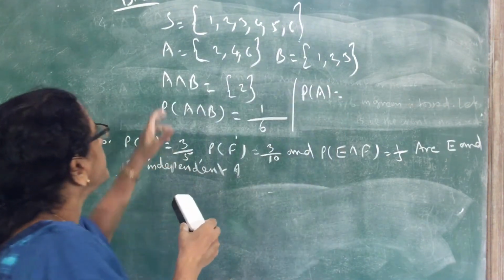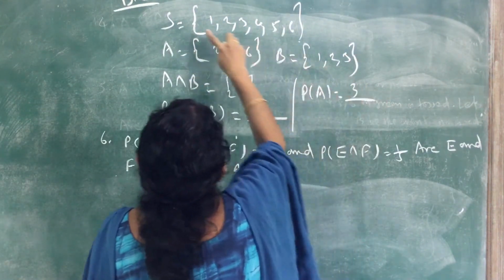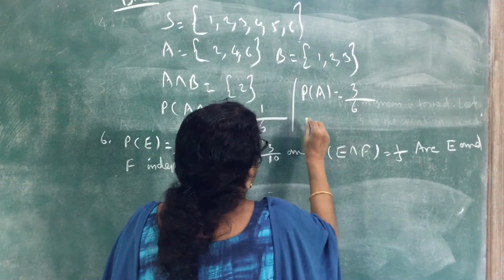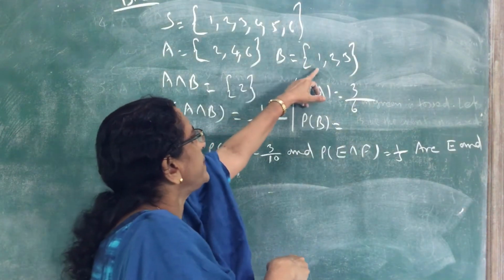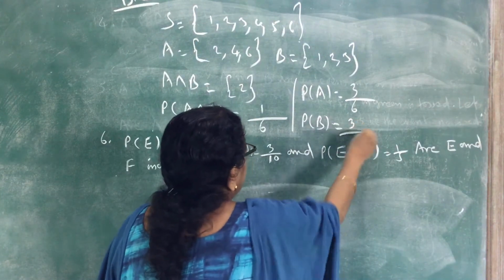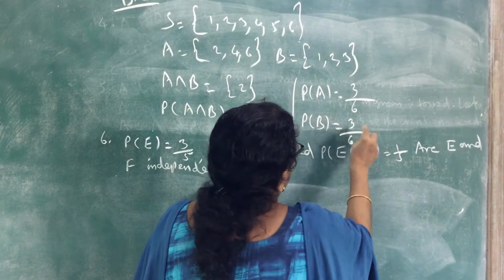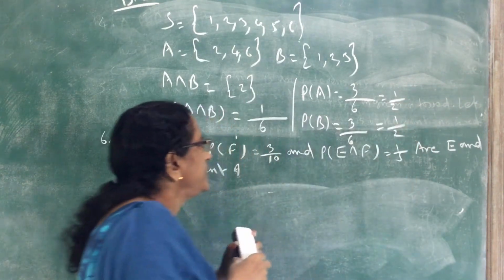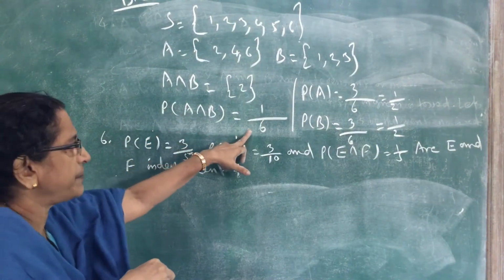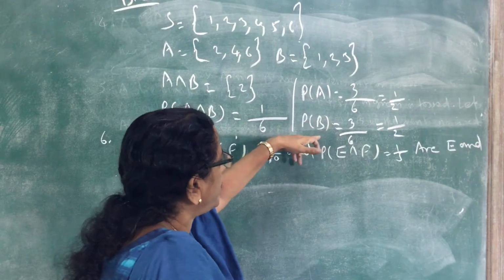Then find the probability of A. Probability of A equal to number of elements in A, 3, divided by total number of elements in the sample space 6. Then find the probability of B, that is equal to number of elements in B, that is 3, divided by total number of elements in the sample space 6. 3 by 6, that is equal to 1 by 2, that is also 1 by 2. Now check whether probability of A intersection B equal to P of A into P of B.